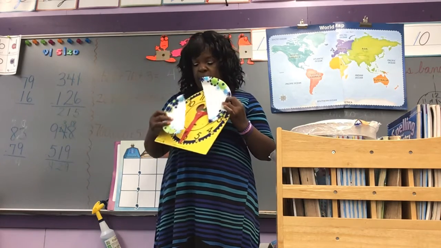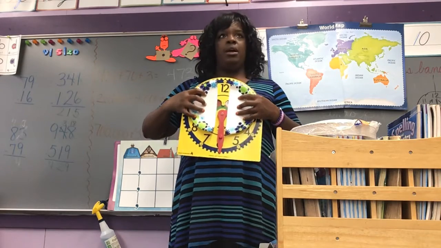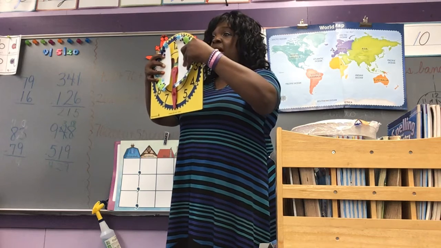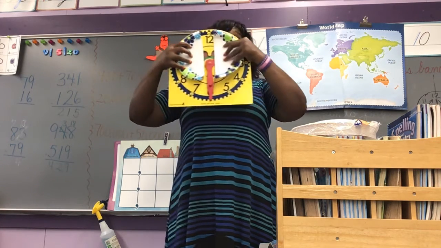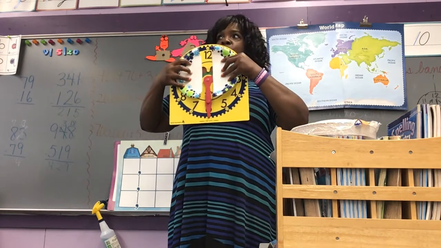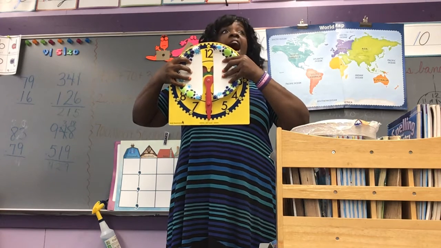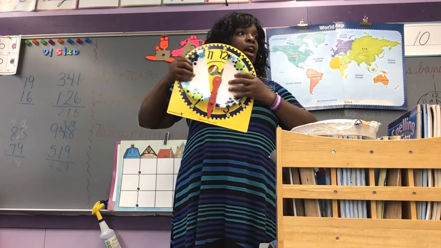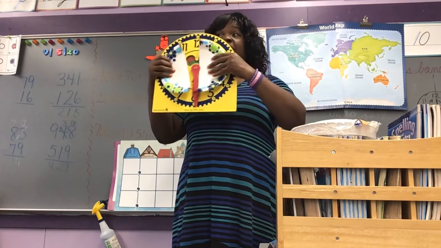Well, let's look at our clock with our paper plate cut in half. What are the two numbers that you can see, Aliyah? 12 and 6. You see my 12 and my 6. So that means that the 12 and the 6 are what part of the clock? Half. I have half of my clock over here and half of my clock over here. Okay? I have half and half.